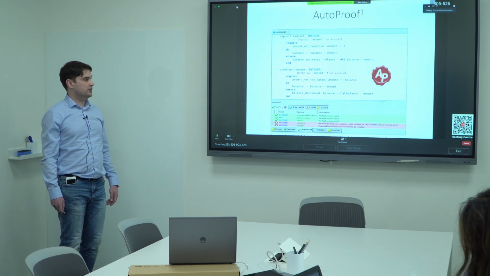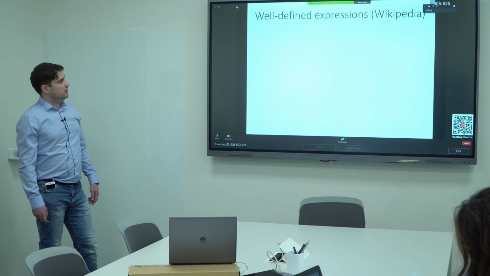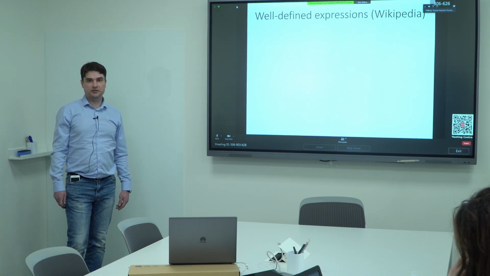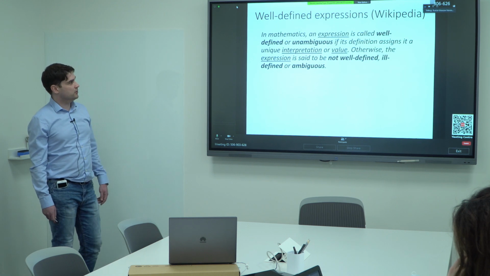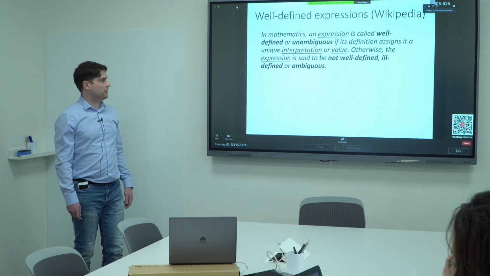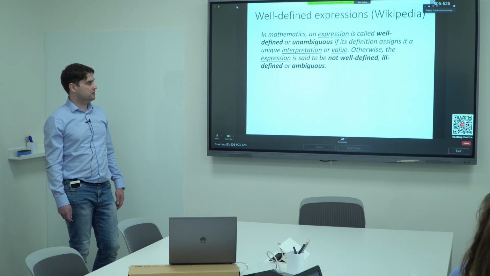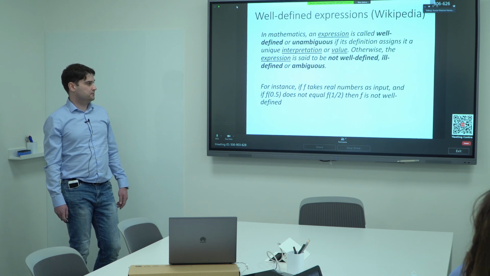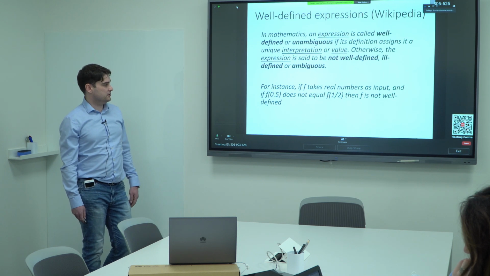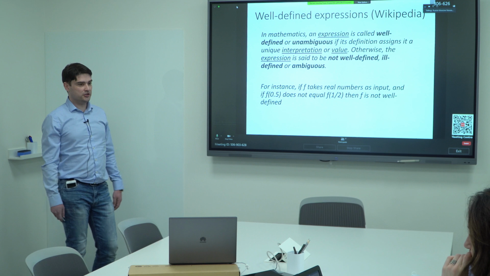Okay, so how can we take advantage of all this when reasoning about security at the level of code? There is a notion of well-definedness. It has long existed in math, and well-defined expressions are expressions that yield the same unique interpretation or value. Otherwise, the expression is said to be not well-formed, ill-defined, or ambiguous. So, for instance, if a function takes real numbers as input and yields different results depending on the actual notation of the input, then it's not well defined, and basically it's not a function at all.